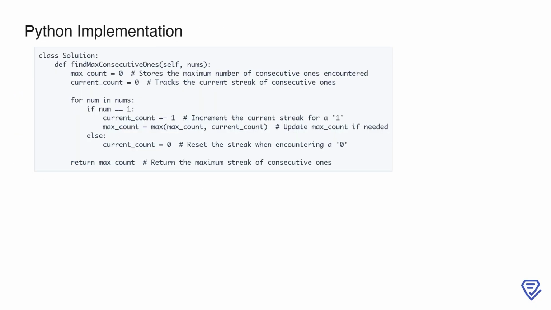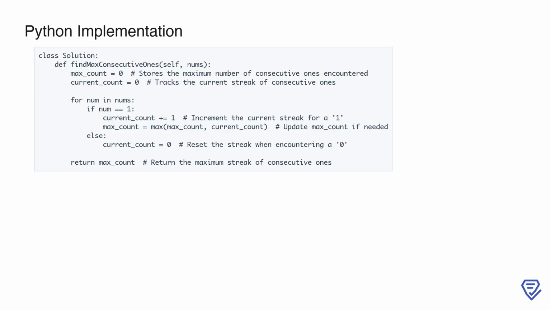The provided solution efficiently calculates the maximum number of consecutive ones in a binary list by iterating through the elements using a single loop. Let's break it down step by step. 1. Initialization. Two variables are initialized. Max_count keeps track of the highest number of consecutive ones encountered during traversal.